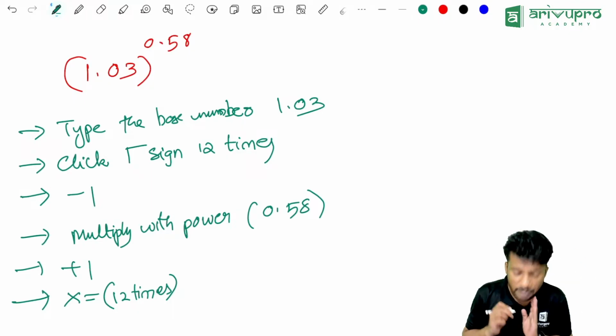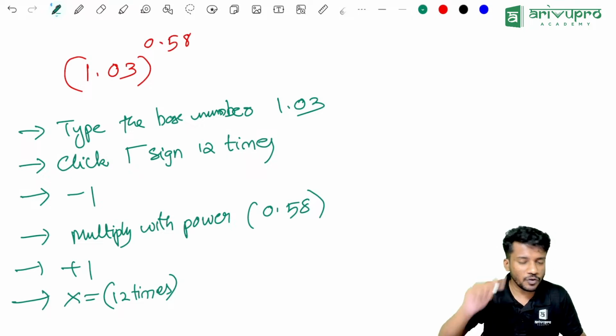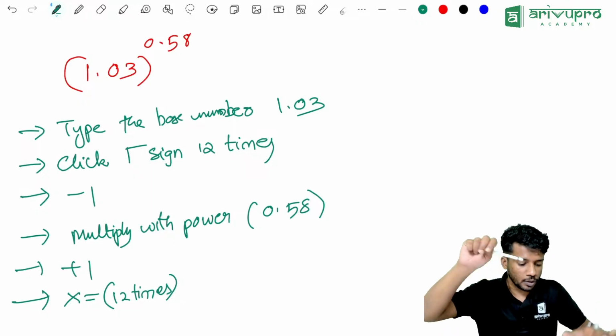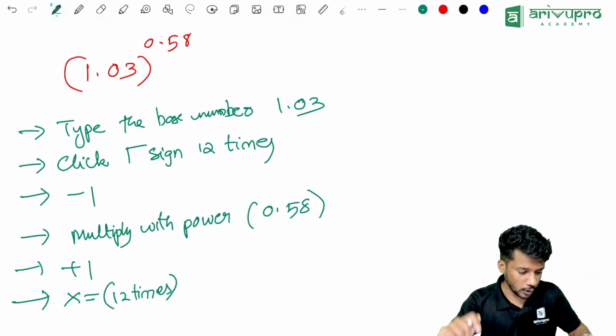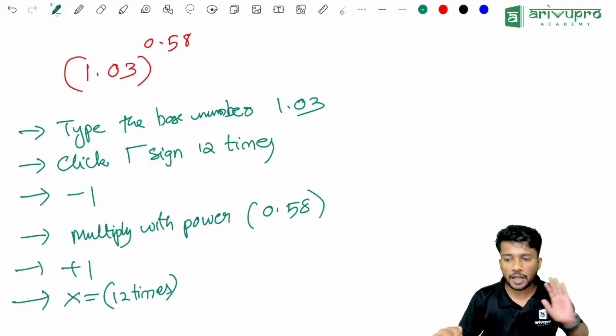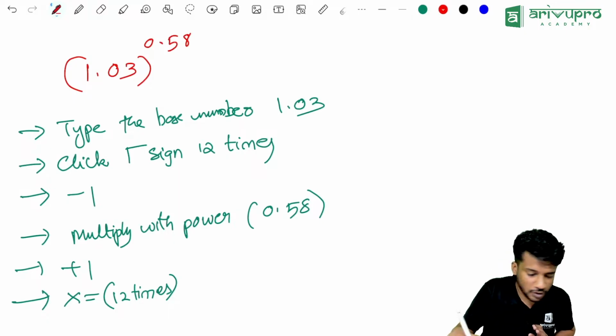Then we are going to the last step, that is into equal to. That means first you click the into sign, then you click the equal to sign. That is considered as 1. Then again into equal to, that is 2. Then into equal to, that is the third time. So similarly do it, 1, 2, 3, 4, 5, 6, 7, 8, 9, 10, 11, 12. So this is the method. How many of you got it? What is the answer?